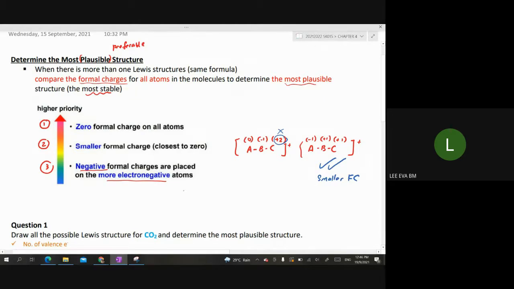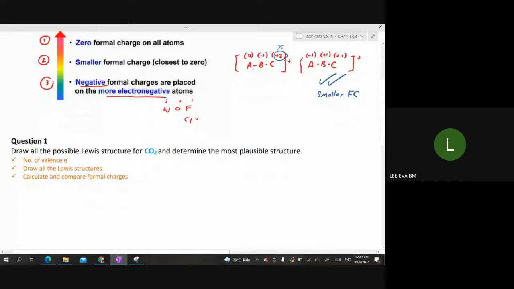So once again we compare F, O, N, Cl: first place, second, third, fourth. For the others, you follow the trend. Across the period, the electronegativity increases. Down the group, the electronegativity decreases. So compare like that. See which is more electronegative, then the negative charge on that atom is more preferred.